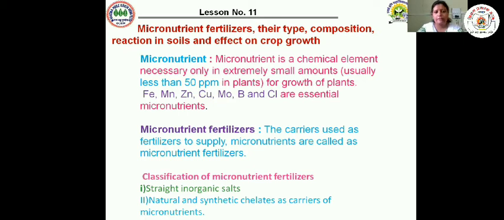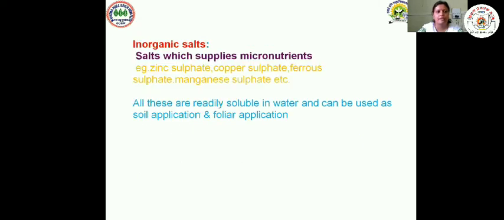The carriers used as fertilizers to supply micronutrients are called micronutrient fertilizers. Now, coming to the classification of micronutrient fertilizers. Define micronutrient fertilizers and give their classification. The first is straight inorganic salts, and the second is natural and synthetic chelates as carriers of micronutrients. Inorganic salts are the salts which supply micronutrients: zinc sulfate, copper sulfate, ferrous sulfate, manganese sulfate.